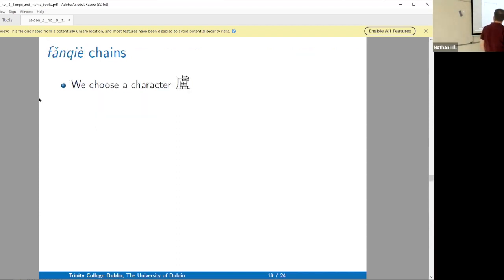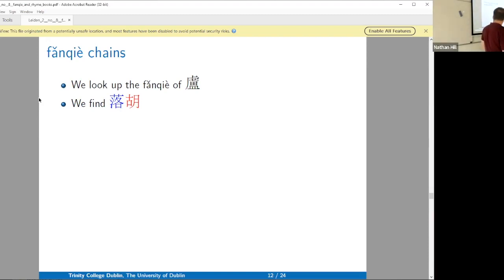So let's look at fanqie chains. I'm a little bit worried that there will be an awkward stopping point today. Sorry about that. So we choose a character, here's a character, and then we look it up, which means we just find it in the book. Okay, here it is. Then we look it up and we get its fanqie reading, right? So we look up its fanqie and we find its fanqie.